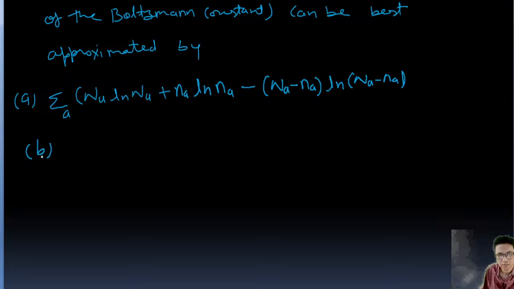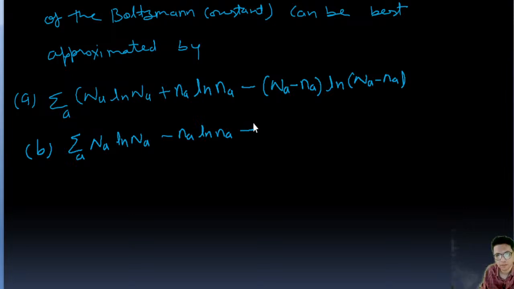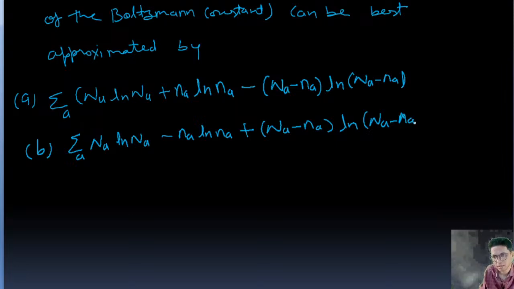Okay, option B is sigma A, Na ln Na, ln ln Na minus Na ln Na, minus, sorry, this one is plus, Na minus Na, capital Na minus small na, into ln Na minus Na.